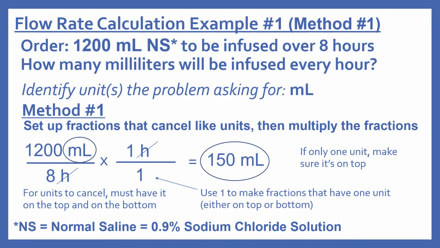And if you're using method 1, if there's only one unit that you're trying to solve for, make sure it's on top. That will make sure that you get the correct answer. And just remember, for units to cancel, you must have one unit on the top and one on the bottom. That's how they'll cancel. And to make a fraction that has only one unit, you just put a 1 with it. And that can be either on the top or the bottom. In this case, it was on the bottom.